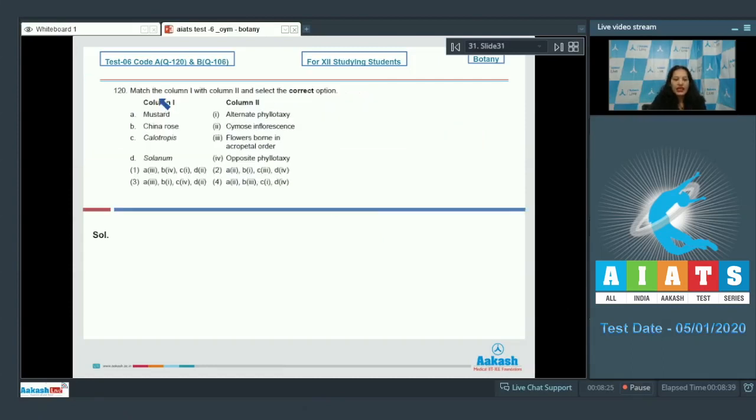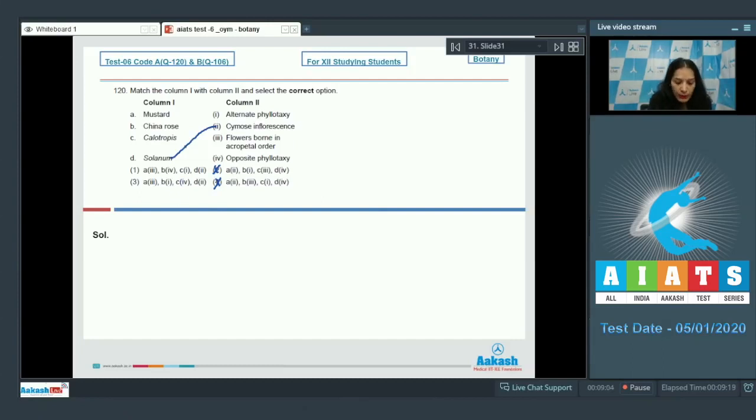Question number 120. Match the column 1 with column 2 and select the correct option. Here you can find some difficulty in matching because this is memory based. If you remember even 2 of them, you can find out the answer. How? For example, I remember that solanum, it shows cymose inflorescence. So D matches with the second. Option number 2 and 4 are ruled out because D matches with second in option number 1 and 3.